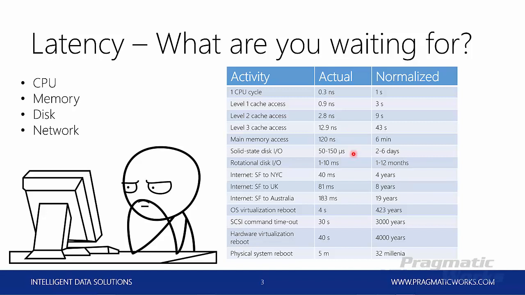Solid-state disk is about 50 to 150 microseconds. Rotational disk is about 1 to 10 milliseconds. The internet speed from San Francisco to New York City is about 40 milliseconds. San Francisco to the United Kingdom, 81 milliseconds. From San Francisco to Australia, you're looking at about 183 milliseconds.